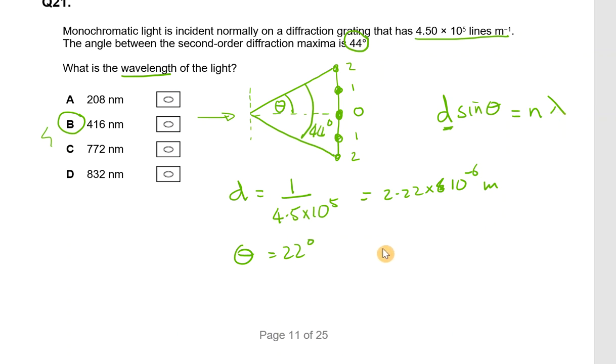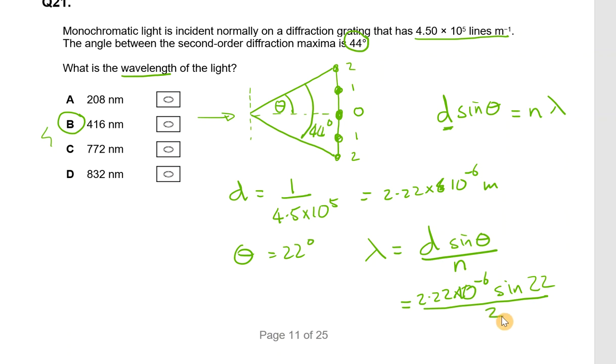I'm going to rearrange the equation to make the wavelength the subject, and the wavelength is equal to the distance between the lines on the grating multiplied by sine of that angle theta over the nth order, which in this particular case is going to be 2. So let's put some numbers in. 2.22 times 10 to the minus 6 metres for the distance between the lines on the grating, multiplied by sine of 22 over, it's a second order, over 2.